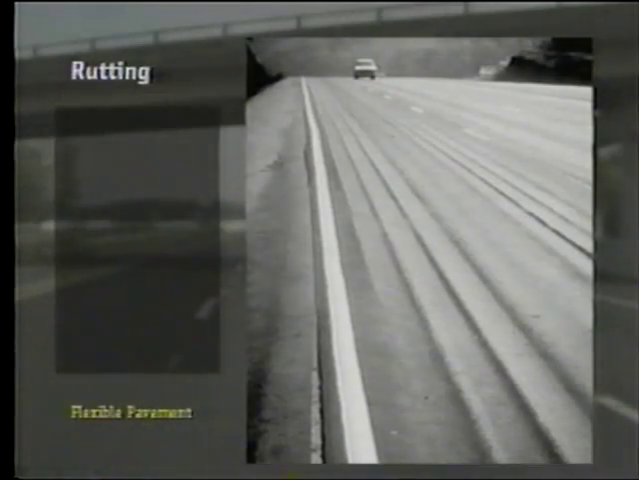Let's move into some other ailments that are unique to asphalt pavements. Rutting is a vertical deformation in the pavement surface along the wheel path, not unlike the ruts that used to form in muddy dirt roads.